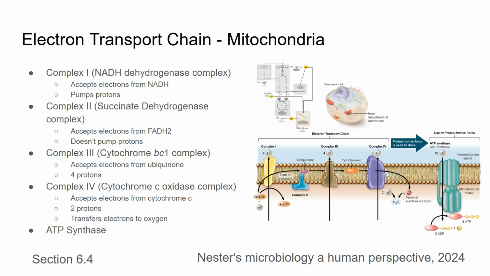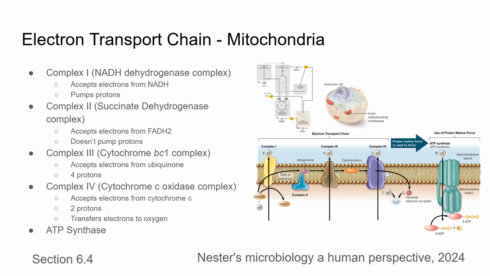Now let's look at complex 2. Complex 2 is also going to be known as succinate dehydrogenase complex. This one can accept electrons from FADH2. This one, however, is not a transmembrane protein. It will only accept electrons. It will not pump across any hydrogens, but it will send those electrons with the ubiquinone, and that will move over to complex 3.